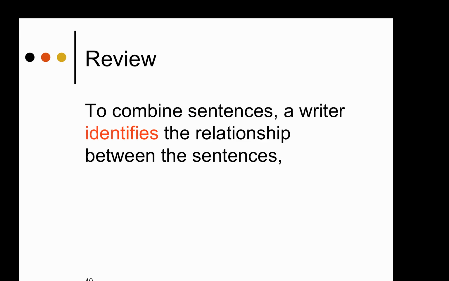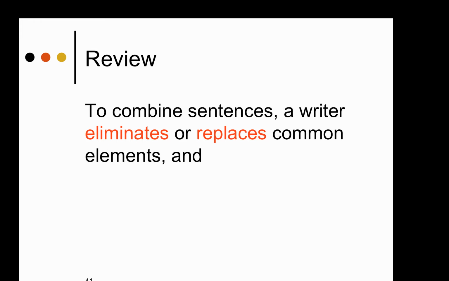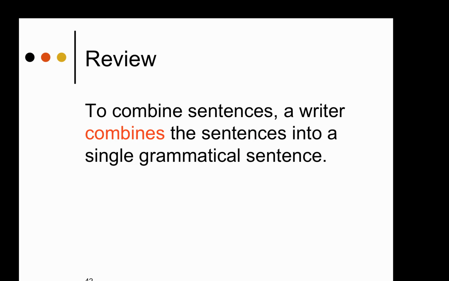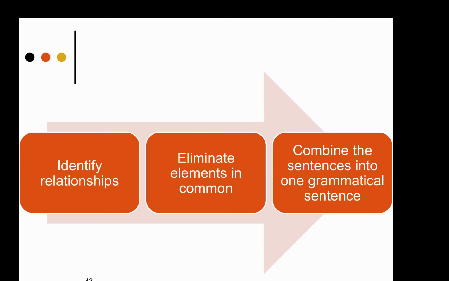So let's review. To combine sentences, the writer identifies the relationship between the sentences. He eliminates or replaces common elements, and combines the sentences into a single grammatical sentence. So if we review, we identify relationships, eliminate common elements, and combine the sentences into one grammatical sentence.